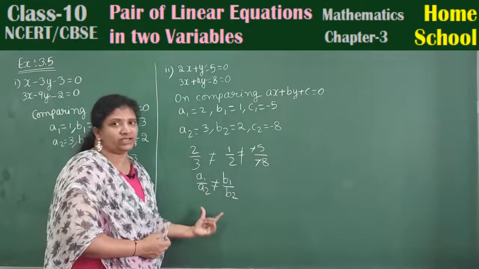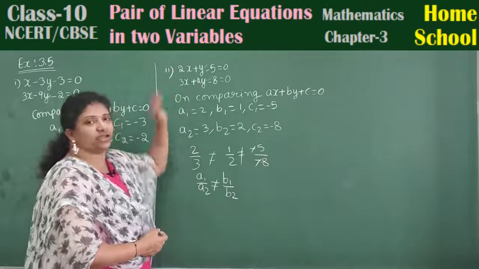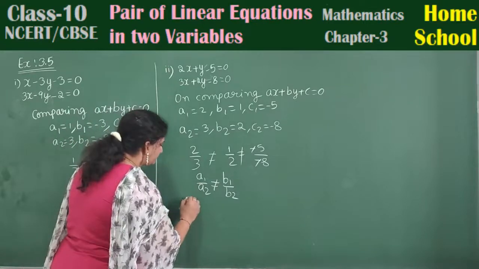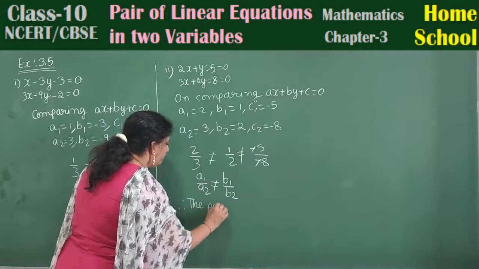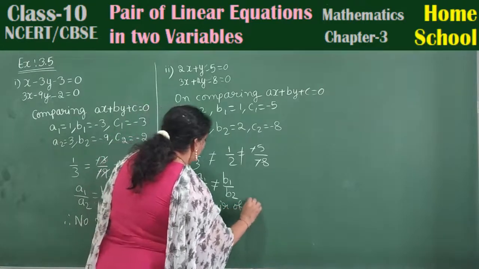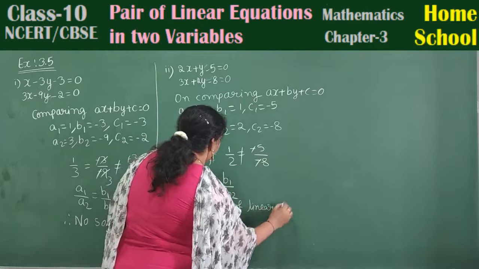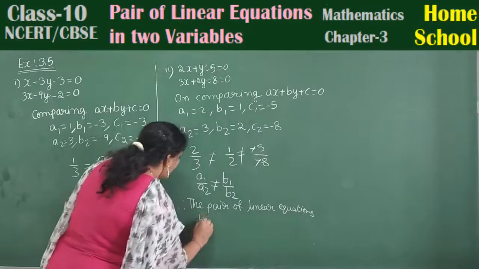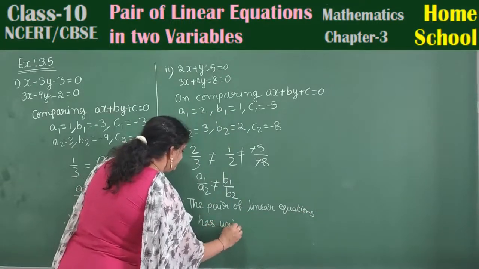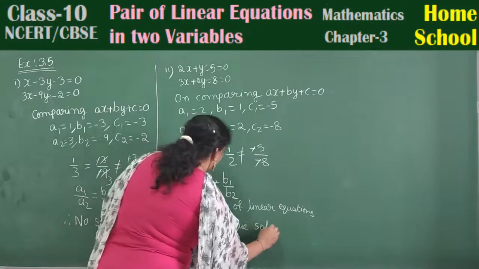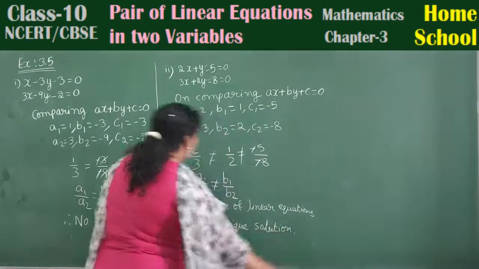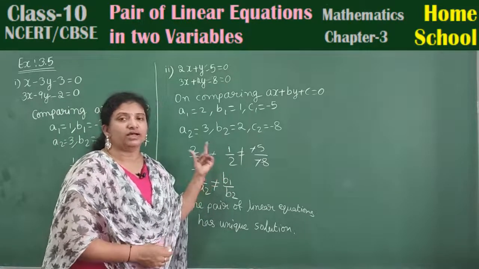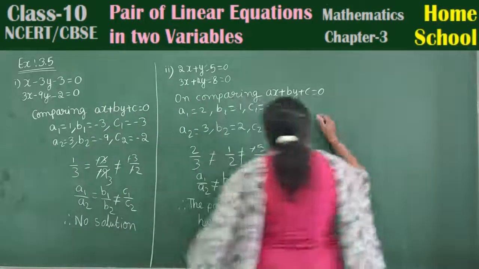If it has a unique solution, we are going to solve the pair of linear equations by the cross multiplication method. Therefore, the pair of linear equations has a unique solution. Okay, then let us start solving these equations by a new method, that is the cross multiplication method.